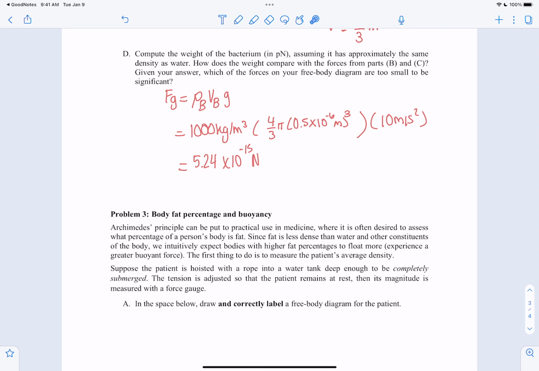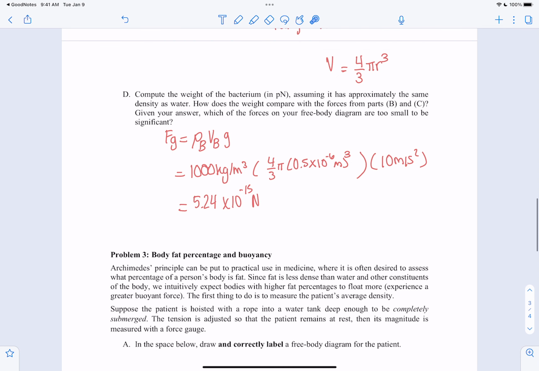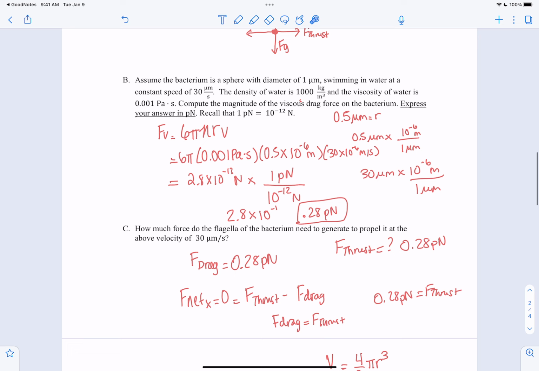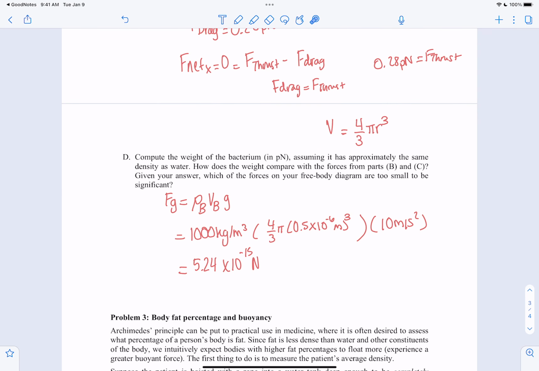Oh, shoot, yeah, we do have to compare for part D. So we have our drag force that's 10 to the negative 13 newtons, right? And that's the same as our thrust force. Now, all of a sudden here, we're looking at our gravity and our buoyancy being equal to 5.24 times 10 to the negative 15.